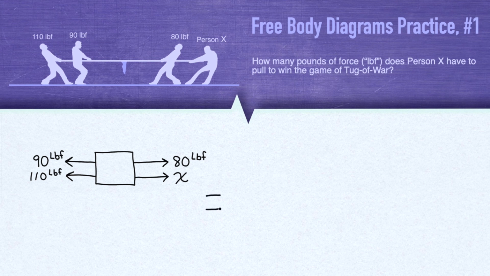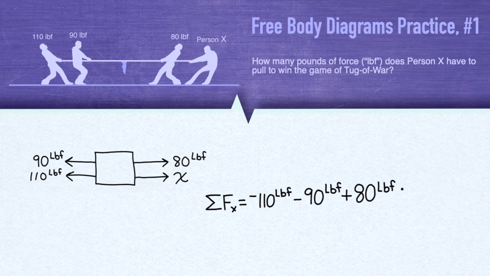So I'm going to set it up, summation of the forces in the x direction. So we have negative 110 pounds minus 90 pounds because they're acting together. And then I'm going to say plus 80 pounds, plus because it's going against the grain, it's in the opposite direction. So plus 80 pounds. And then plus x, and then I'm going to make it equal 0 because we want to solve for x to see how much force he needs to pull in order to win the game. That's why I have it equal 0, so that we can solve for x.